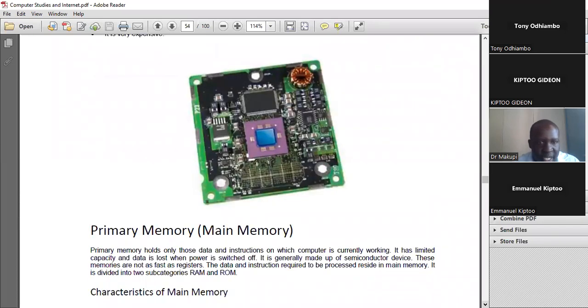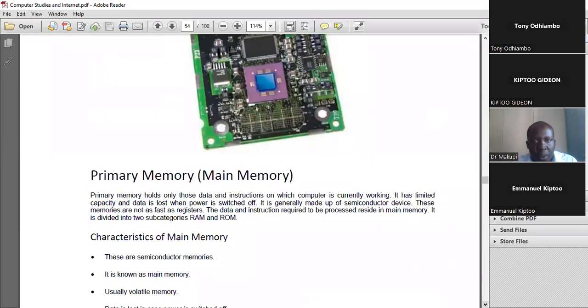So you will read the others. Of course, the downside of it is that it is expensive and smaller in size.